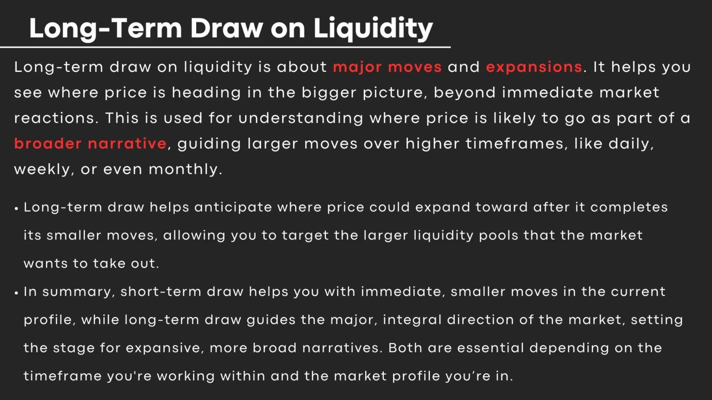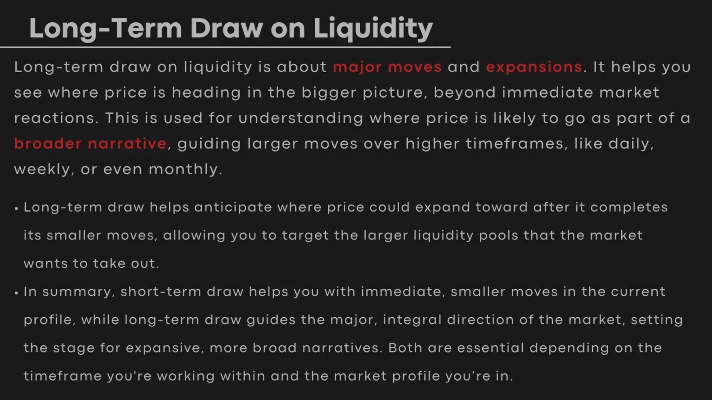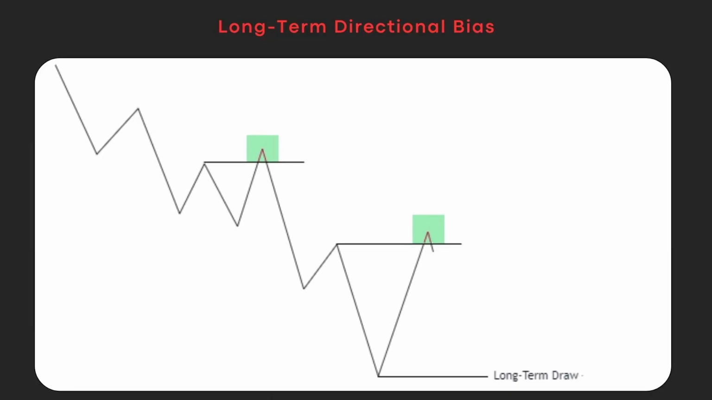Each particular time frame will have its own short-term and long-term drawn liquidity, and you have to determine it for each one, right? For example, a weekly time frame can have its own short-term drawn liquidity and long-term drawn liquidity, and then a daily time frame with its own two types of drawn liquidity, and so on. And you must be aware of all of them. Moving on to the next slide.